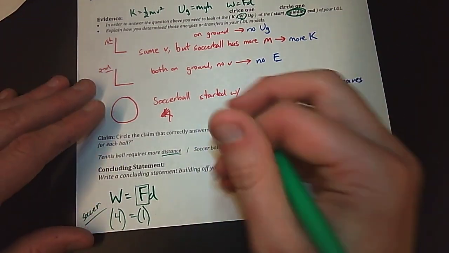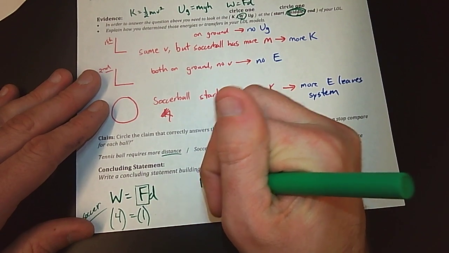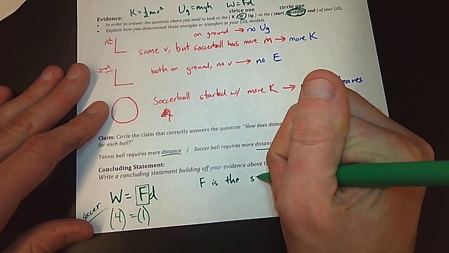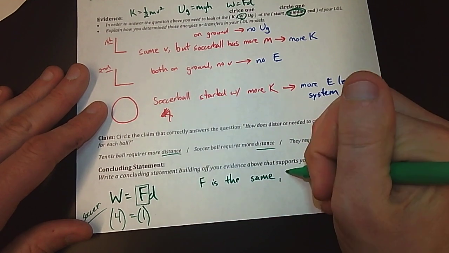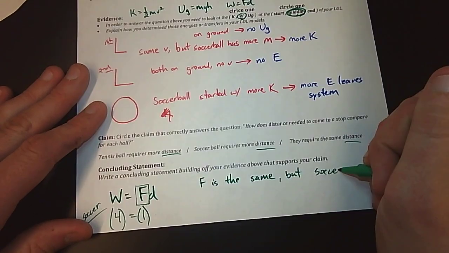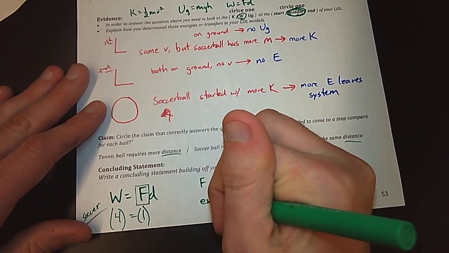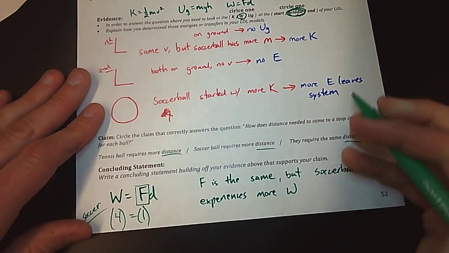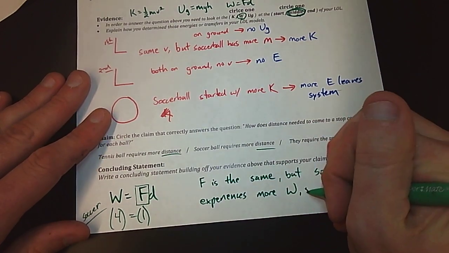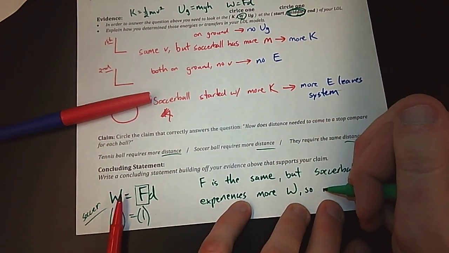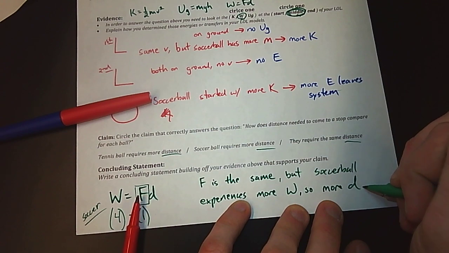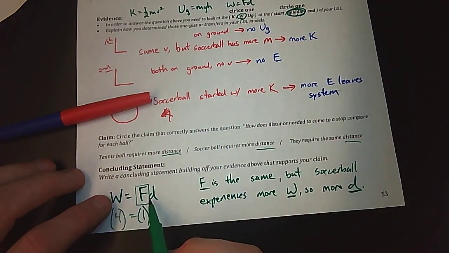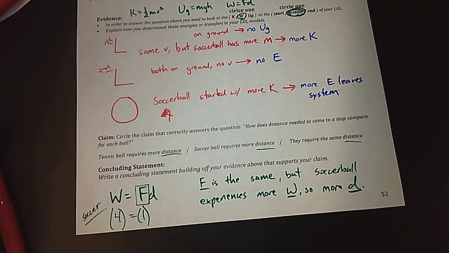And then I could kind of explain that. I could say, hey, force is the same, right? But soccer ball experiences more work, right? That's the same idea of more energy leaves the system. So more distance, right? I've talked about every variable of this equation, so I've accounted for everything that could possibly change. I know that this could be the only explanation that I have.